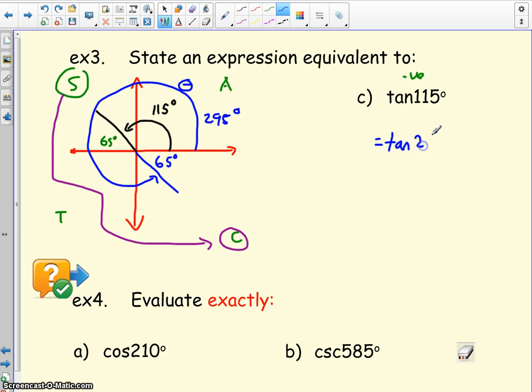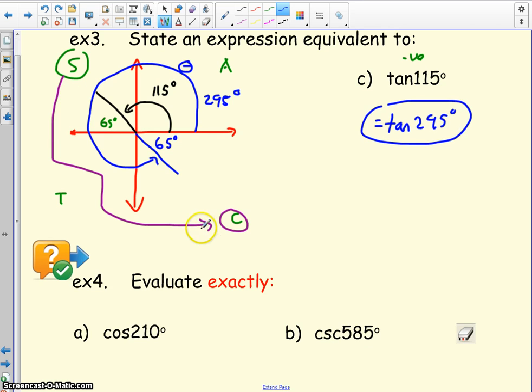Again, you can always check if your answer is right with these kinds of things by just plugging them into your calculator. And as long as you get the exact same thing, including the sign being positive or negative, then you know you've got it right.